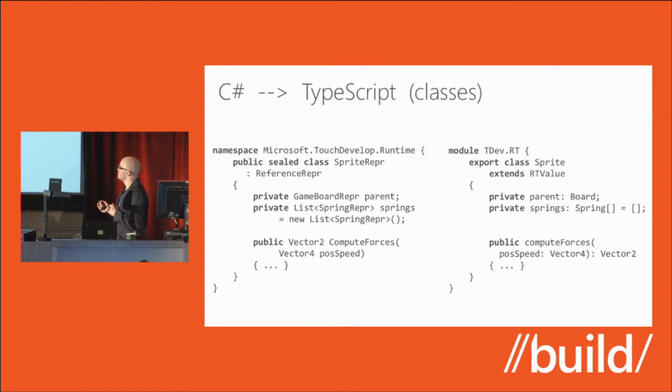So instead of namespaces, you have modules. Modules are actually first-class values, unlike namespaces in C#. Instead of public, you say export on classes. You say extends instead of a colon. And there are tiny differences like that, but the top-level structure seems very similar.